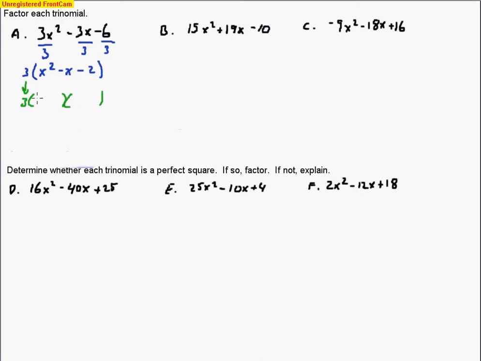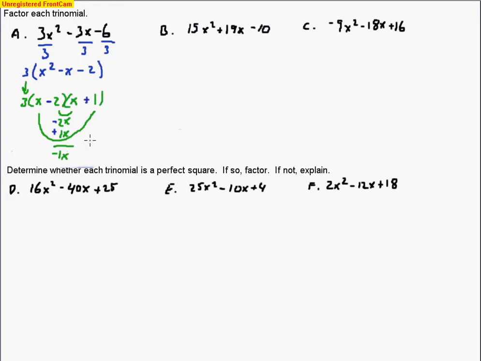So draw my two binomials, and I'll put x and x to make the x squared, 2 and 1 to multiply to make the 2, but now I need to get that sign right. See, I know that the outside and inside terms need to subtract to make a 1x, and actually it needs to make a negative 1. And so in order to subtract to make a negative 1, that means I need to make the 2 negative and the 1 positive. So negative 2, a positive 1, and that will end up working out.